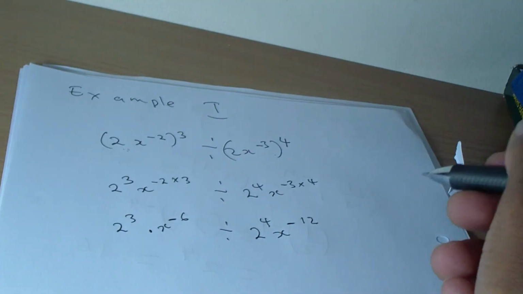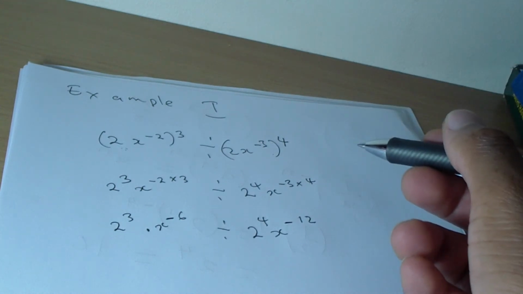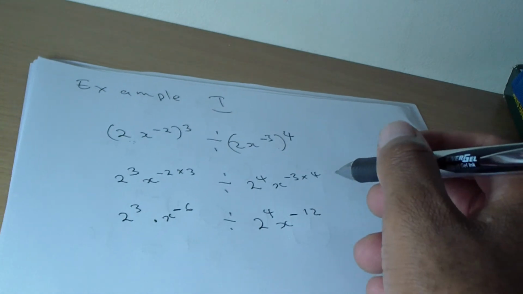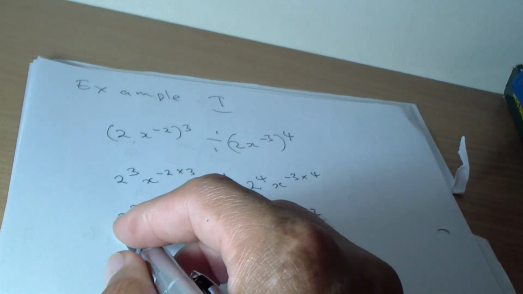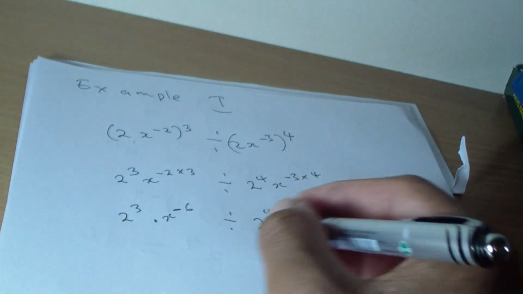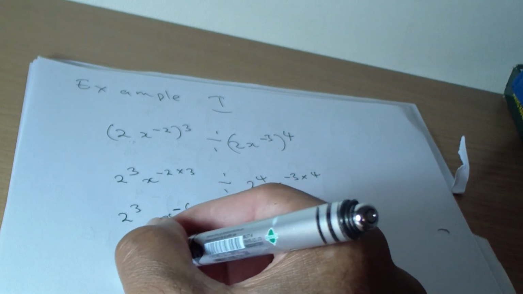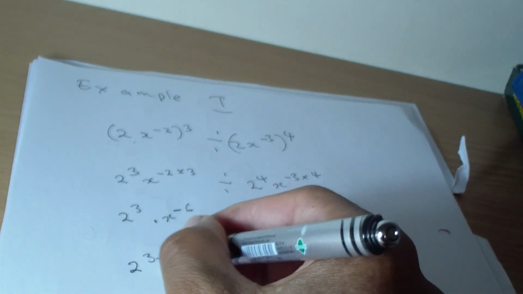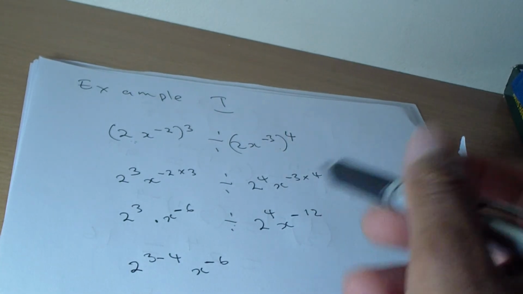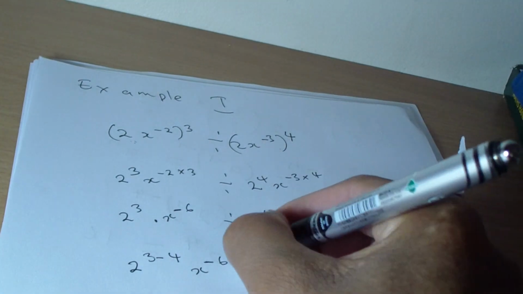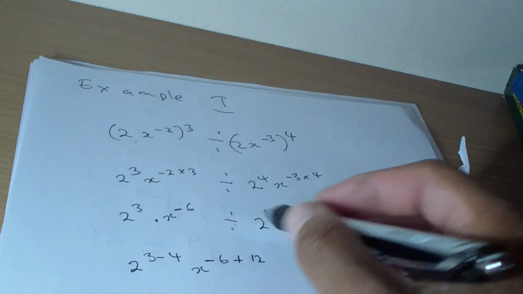Okay, now this is easy. You can use any other way of dealing with this. You can choose to divide, or you can choose to add and subtract the exponents. So if I subtract the exponents, I'll end up having 2 to the power 3 and 2 to the power 4, the same base happening there, and I'm dividing. So I end up having 2 to the power 3 minus 4, x to the power minus 6 plus 12, because of the divide sign there. It means this is below because we are dividing.